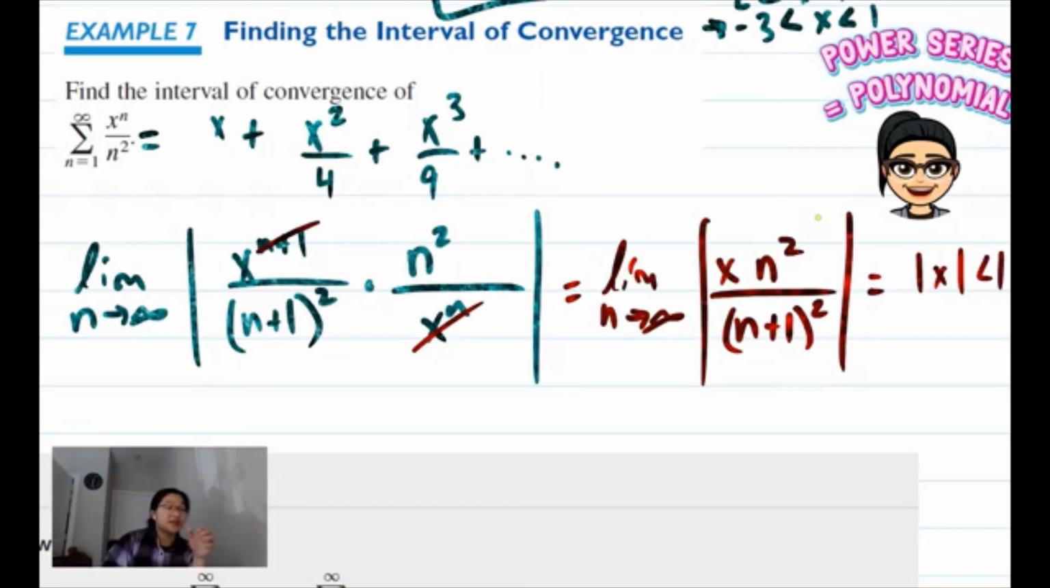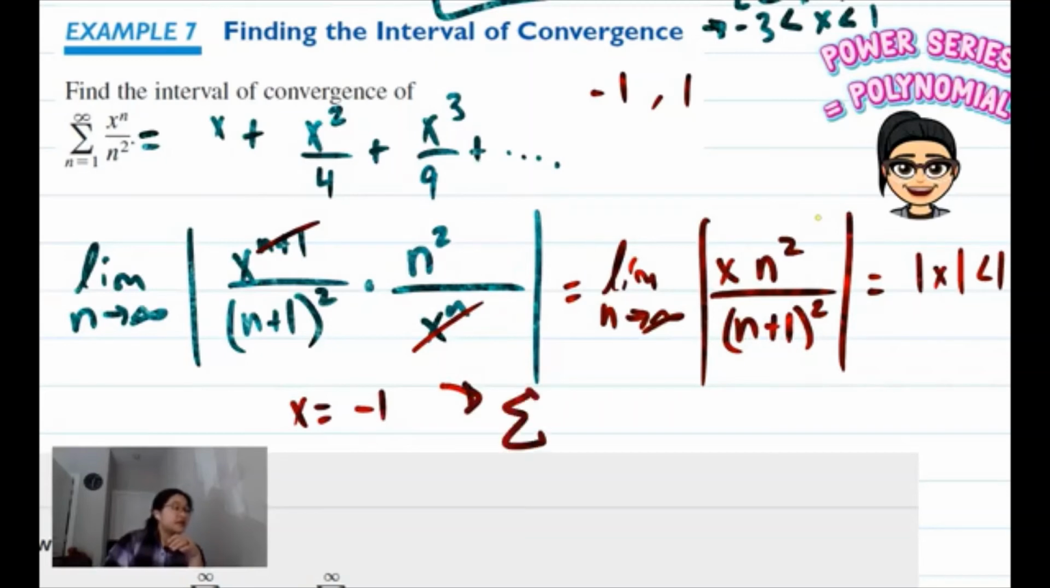So when is that going to be less than 1? Then we have convergence. So our interval of convergence is between plus and minus 1. So negative 1 to 1, but we don't know if we're including our endpoints yet, so let's plug them in. So x equals negative 1. What does that give us?